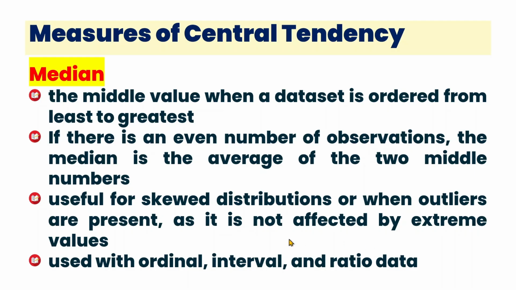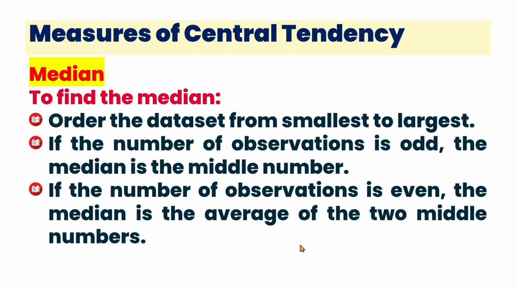So how do we find the median? First, we must order the dataset from smallest to largest. Arrange from smallest to largest, in short. Next, if the number of observations is odd, the median is the middle number. If the number of observations is even, the median is the average of the two middle numbers.